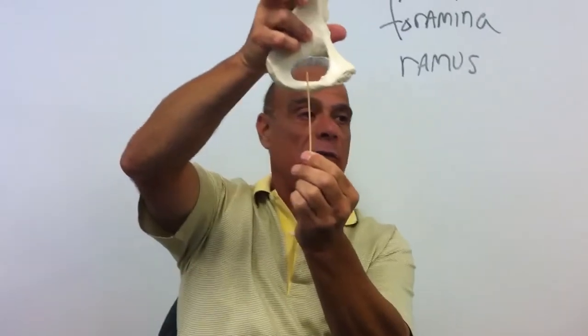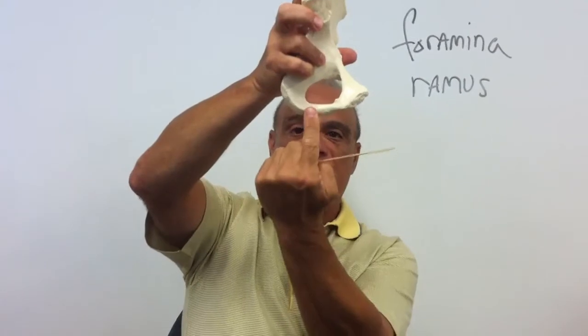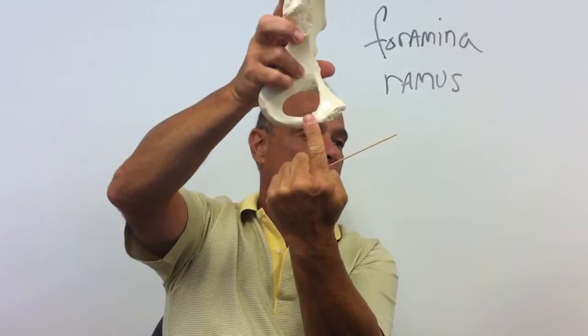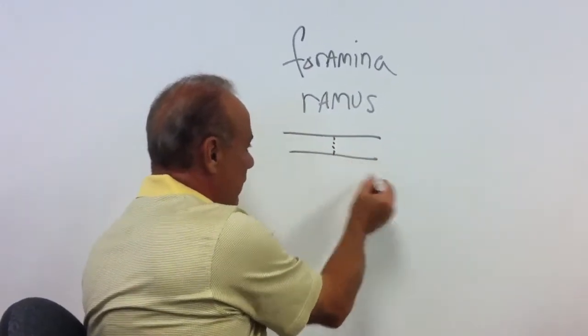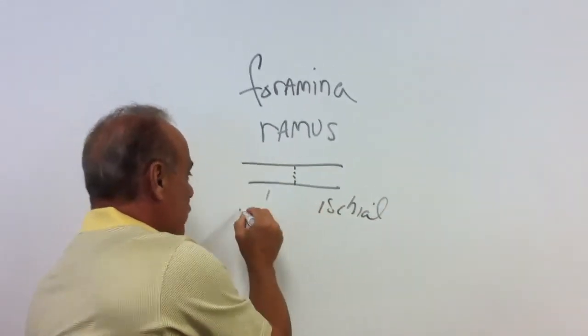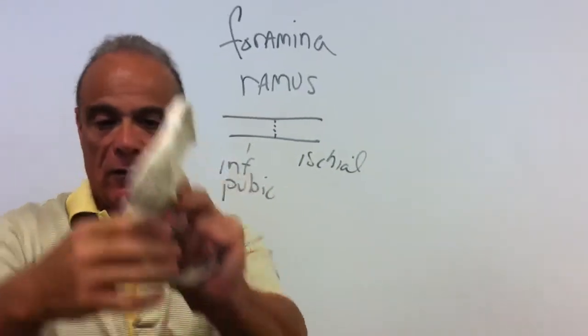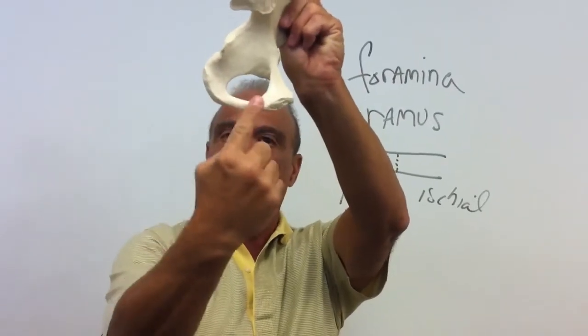Okay, what you have to do is put an imaginary line down in the center of it. What's behind it, right here, is the ischial ramus. What's in front of that imaginary line is the inferior pubic ramus. All right, so when you get back to your stations, there's an imaginary line here. If this is the ischium, this is the ischial ramus, and this is the inferior pubic ramus, right in the front. Okay, once again, this is the obturator foramen.